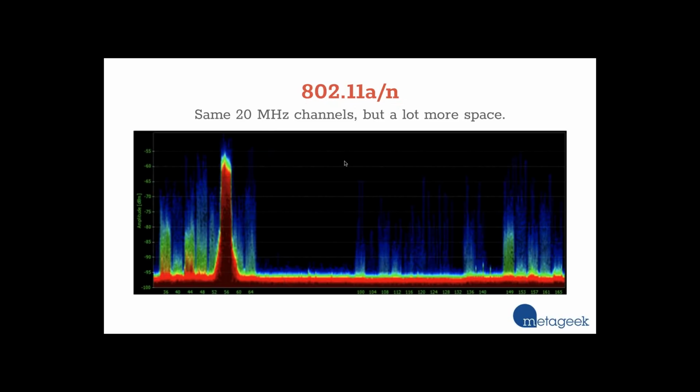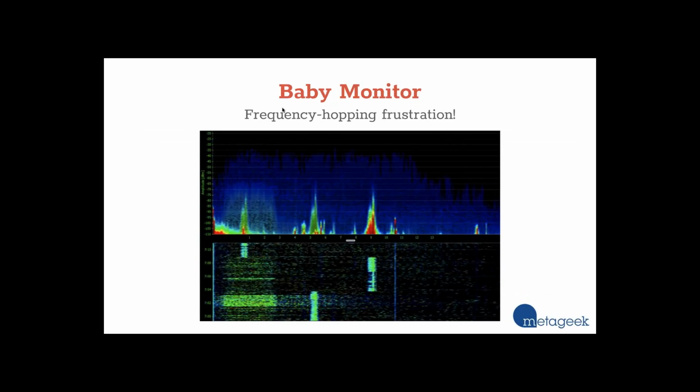This is what a baby monitor looks like. This is a really frustrating one because it likes to frequency hop, just like our cordless phone did, except this frequency hops just on a regular timed basis. So if we look at this slice of time here, we can see that this baby monitor started out right here on channel 5, and it hung out there for about 4 seconds or so, and then it moved all the way up here to channel 9.